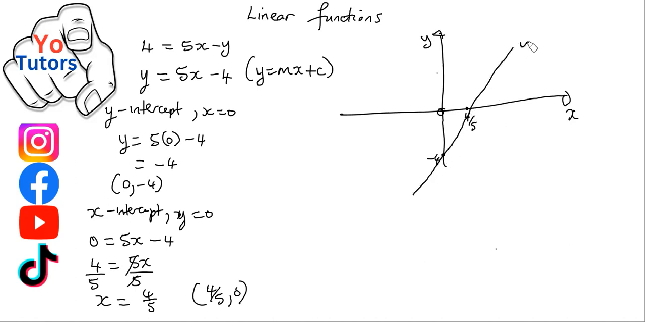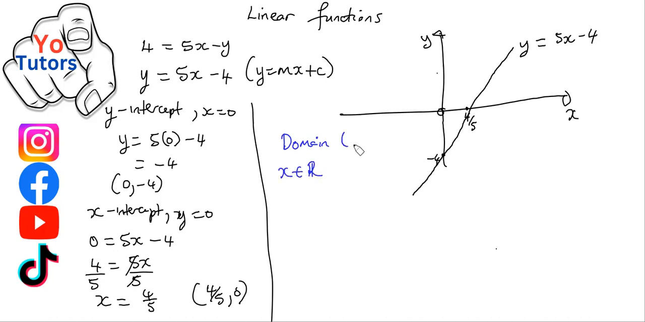Okay, that's our sketch. Then we label our graph: y is equal to 5x minus 4. Now, the domain for linear functions is x an element of real numbers, because in our domain, you're looking at the x values. Then for the range, it's y also an element of real numbers. In terms of the maximum, it doesn't have a maximum, and it doesn't have a minimum, because it goes up to infinity.